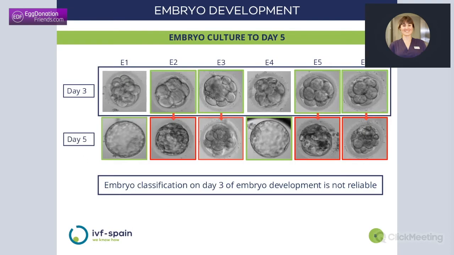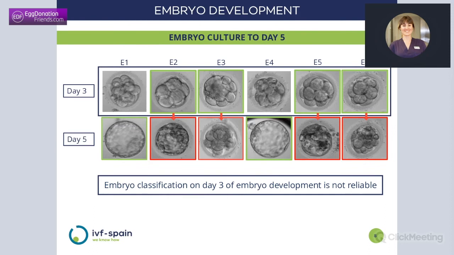So more and more, we are tending to leave embryos in culture until day 5 of development. Why is this? Here we have an example of a patient who has 6 embryos. And again, we have chosen this example because it shows very well how embryo classification on day 3 of development is not always reliable. So if we look at embryos 2 and 5 in this picture, they look really nice for embryos on day 3.